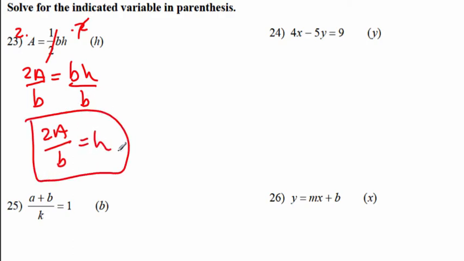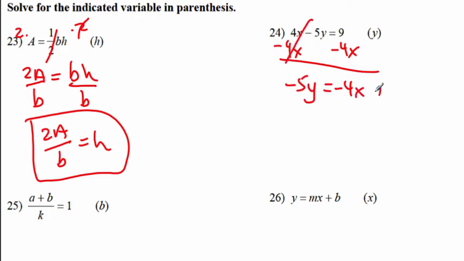And if h is by itself, you're done. Let's look at 24. Got to get y by itself. You've seen problems like this before. Let's subtract 4x from each side. Draw a line. I'm going to get negative 5y equals negative 4x plus 9.